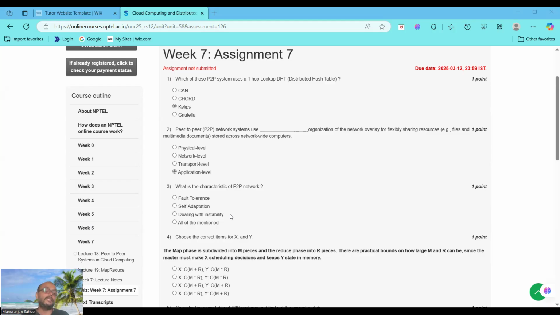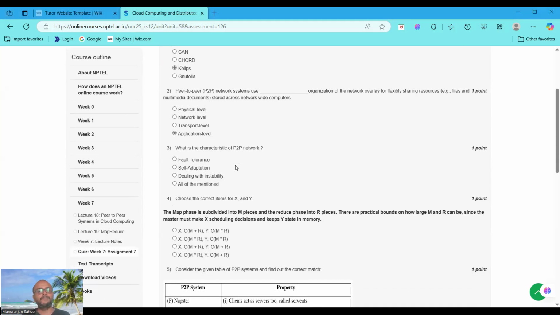Then what about the physical level? The physical level concerns hardware, that is cable, not P2P logic. What about option B, network level? It handles IP routing, below P2P scope. Then what about the transport level? The transport level manages TCP or UDP, not overlay structures. So we can choose the correct option, option D, that is application level. Moving to question number 3.